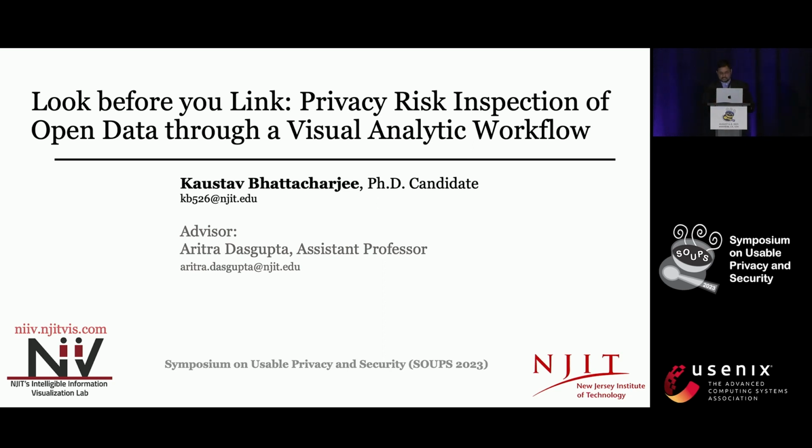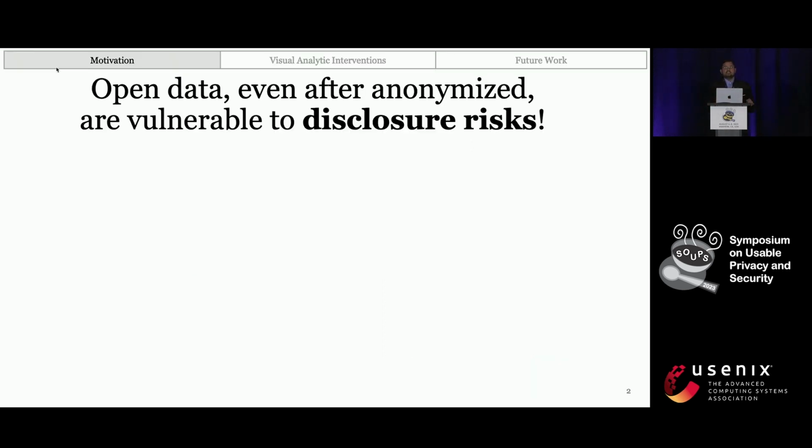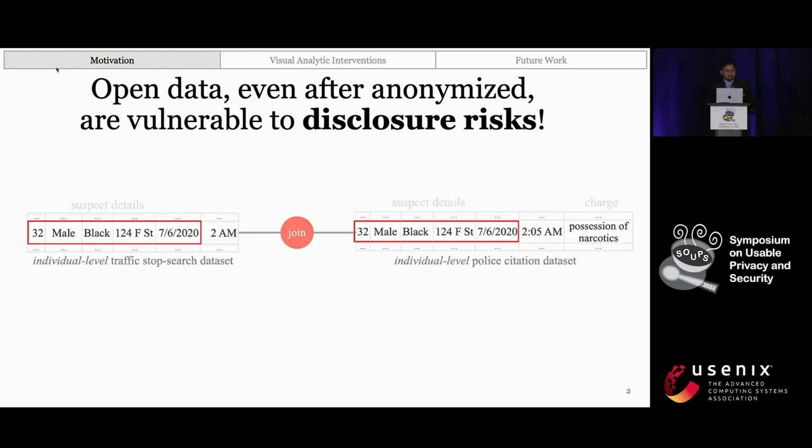So now let's dive straight into the problem. Open data, even after anonymization, are vulnerable to disclosure risks. For example, when we join two datasets, one traffic stop and search dataset and another police citation dataset, based on some common attributes like age, race, gender, and others, we found that this person who was stopped at 2 a.m. was later cited for possession of narcotics just 5 minutes later. So this can be an example of identity disclosure.